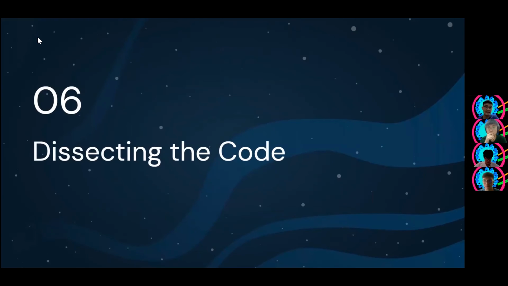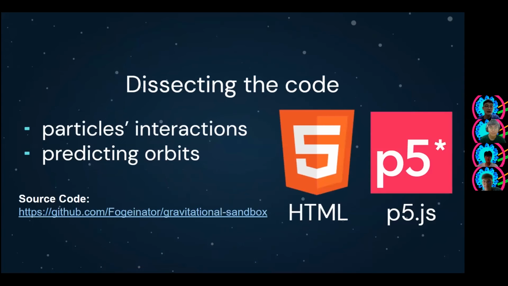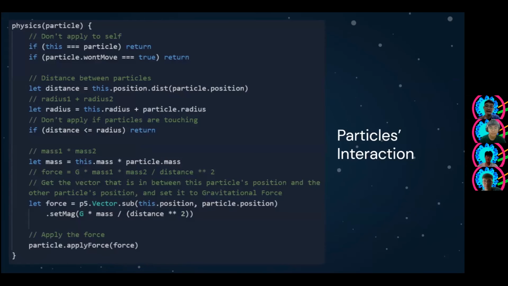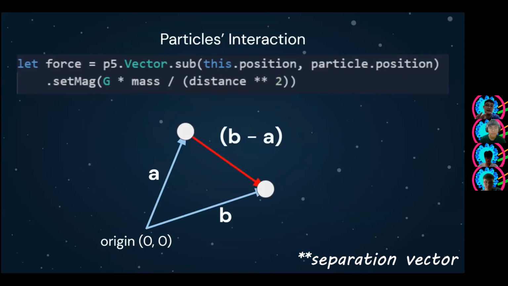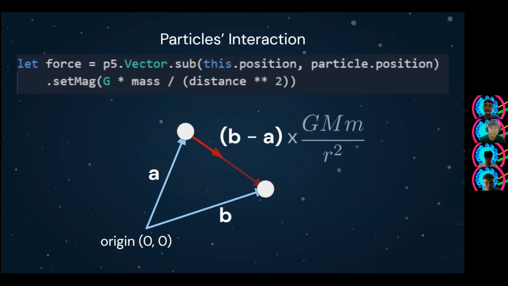So after all that physics, it's time to dive into the code. The project was built using p5.js and HTML, and we're going to cover two main parts over here. Firstly, let's talk about how the particles interact with each other. So this is the code, and this is the function that runs whenever there's updating occurring. And so this is the more important part. Basically, what it does is that it finds the separation vector between the two particles and sets its magnitude equal to the gravitational force.